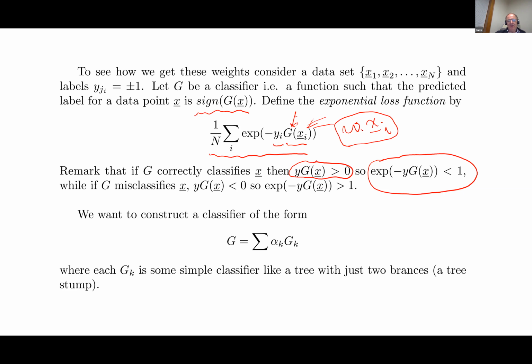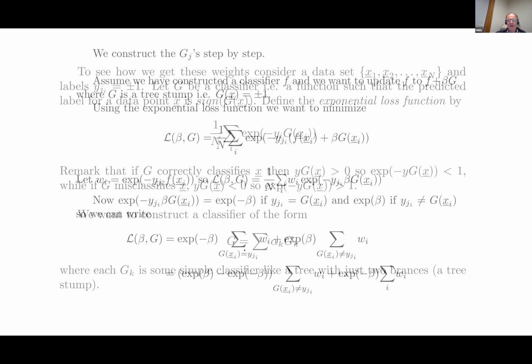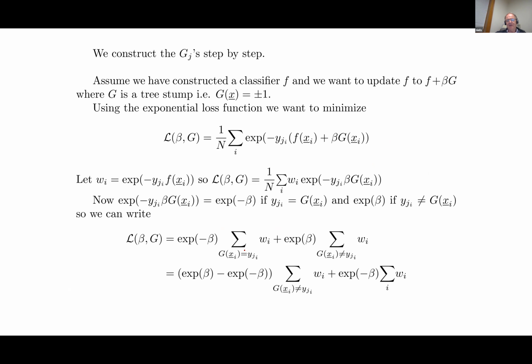Okay. So we want to construct a classifier of this form here. Again, the g is the function, and the thing that has values plus or minus 1 is the sign of this. Each gk here is some very simple classifier, and in this case, it's like a tree stump, so just a tree with two branches, so there's just one split. And so we're going to construct these things step by step. And so let's assume we have constructed.